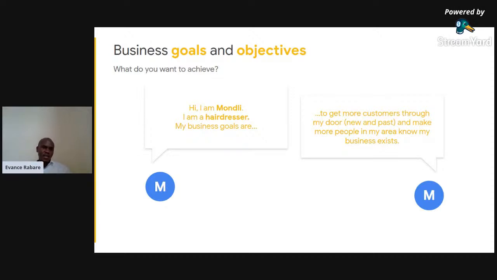So, for instance, here Mondi is talking about getting more customers through the door. What is more? That is not specific. It could be like getting 1,000 people through the door. That is specific. Or getting 500 people through the door. That's specific. So we are going to use Mondays as an example through our training.